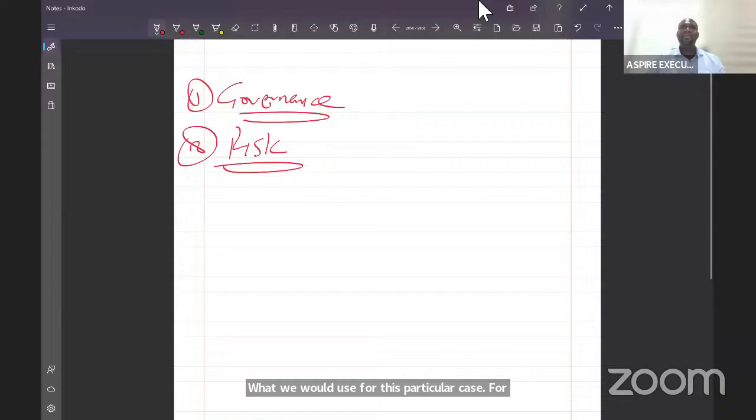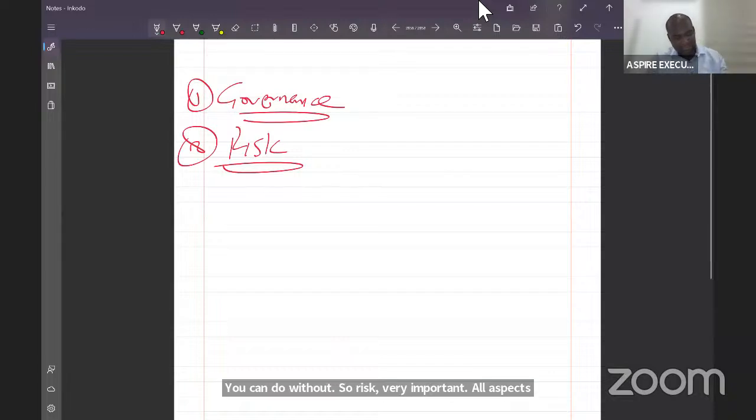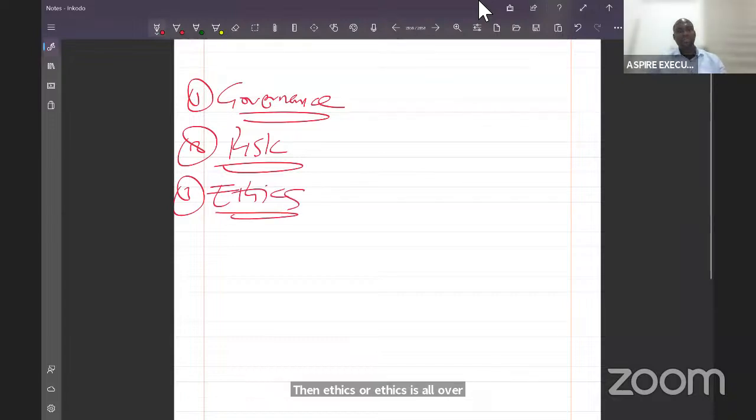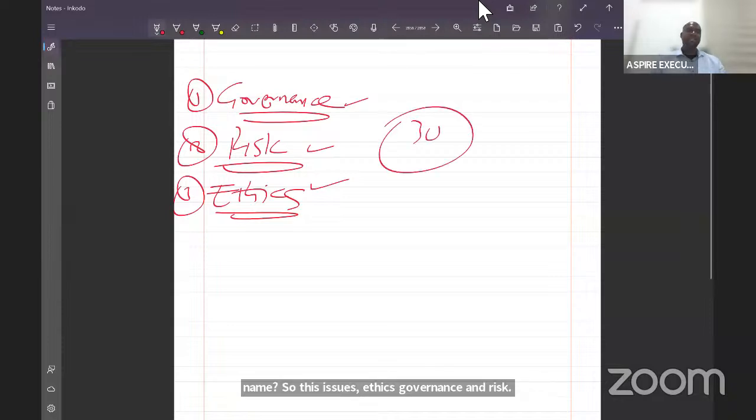This is a construction company. You can do without risk. So risk, very important. All aspects of risk management, you need to look at it. Then ethics. For ethics, it's all over the case. You can see ethics all over the case. The challenges with their people with whom they have joint ventures, then also the development at Dodowa has brought about ethical issues. So these issues, ethics, governance, and risk, you will not get anything less than 30 marks here in terms of questions. Are we together?